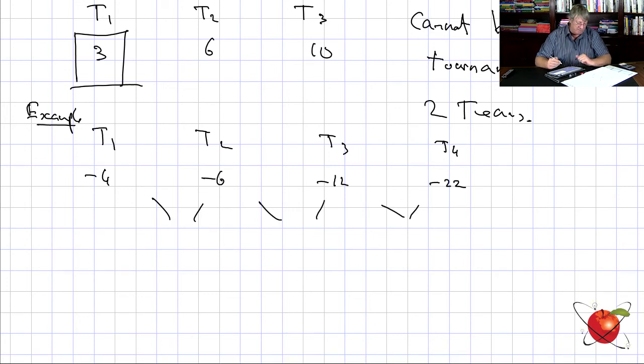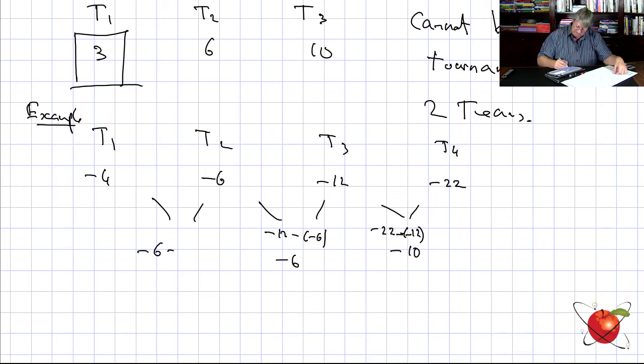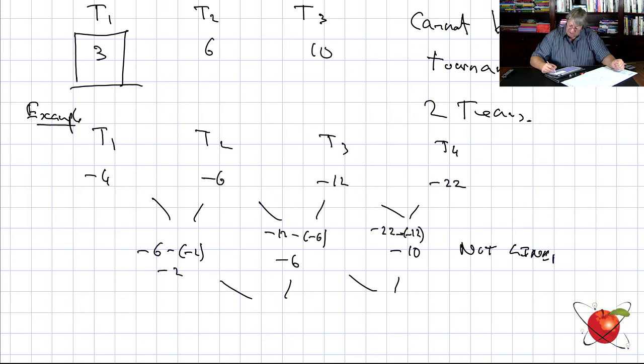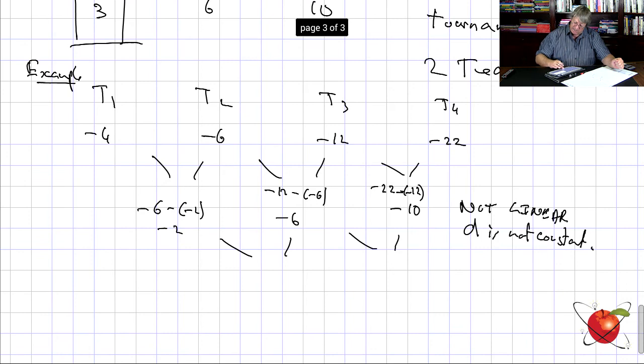So we take the first level difference, and that comes to minus 22 minus 12, which is minus 10. Then minus 12 minus 6, and that comes to be minus 6. The next one is minus 6 minus minus 2, which is minus 2. Can you see how useful brackets are? Here already we can say not linear, right? Why not? D is not constant. Therefore, it's not linear. Moving along.